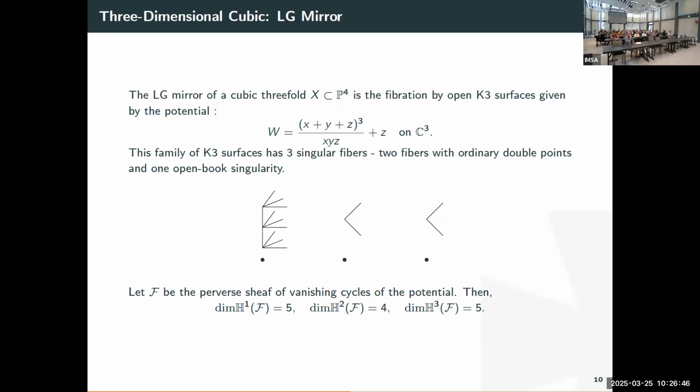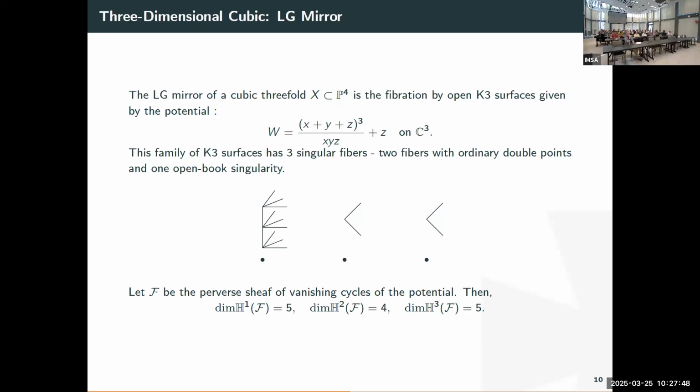Now, I was always interested to know how much of the geometry of the initial cubic this Landau-Ginzburg model sees. One thing that you can compute is the hypercohomology of the perverse sheaf of vanishing cycles associated with this family of K3 surfaces. If you compute this, you see that the hypercohomology recovers the Hodge diamond of your initial cubic, which was 5, 1, 1, 1, 1, 5. So this is basically the data that you get from the Hodge diamond of the three-dimensional cubic, but rotated by 90 degrees.